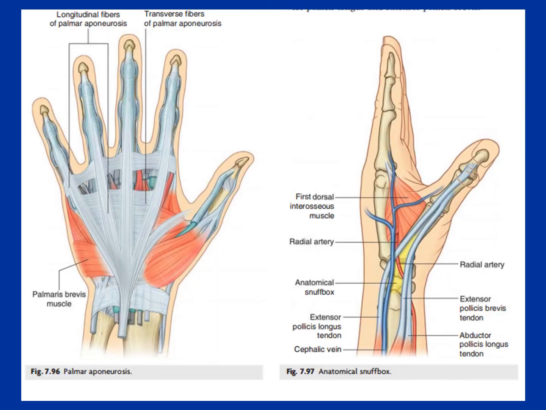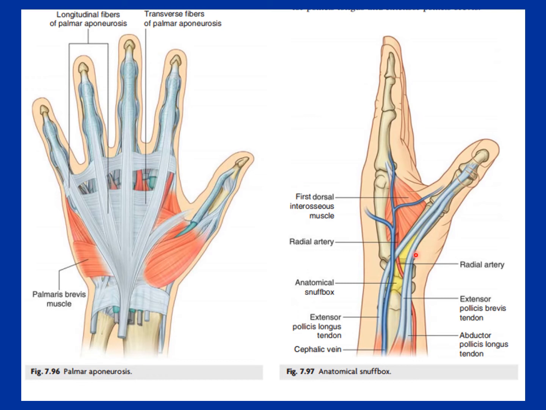Here we can see the palmaris brevis, hypothenar muscle, flexor retinaculum, palmaris longus. Then we can see the palmar aponeurosis, and these bands are connected together by transverse fibers of the same aponeurosis, known as transverse fibers of palmar aponeurosis, and on the other side the longitudinal bands are known as longitudinal fibers of palmar aponeurosis.